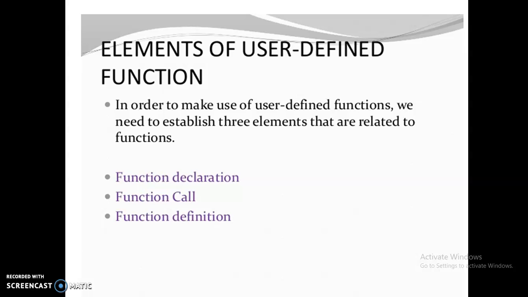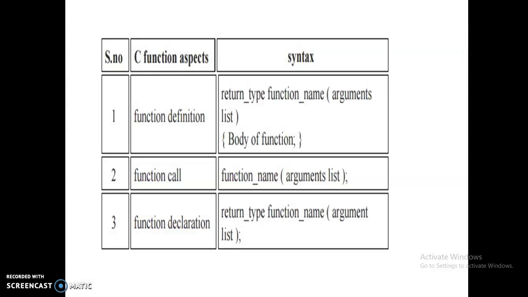So the elements of user-defined functions are, in order to make use of user-defined functions, we need to establish three elements related to the function: the function declaration, that is called the function prototype, the function call, and then the function definition. Function definition means the return type, function name, arguments. Within that, the body of the function has to be given. The body of the function means the local variable declaration, the executable statements, and the return statements.